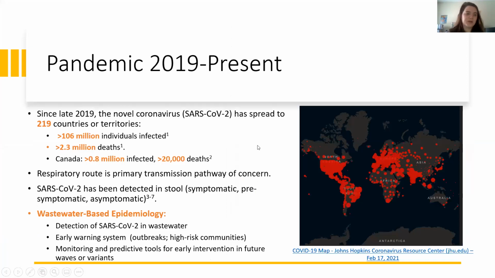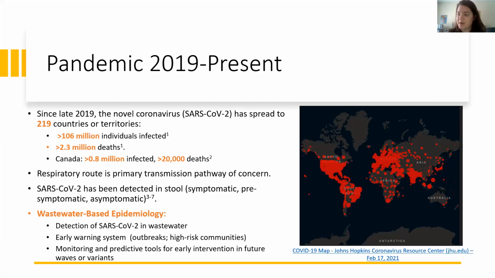So I think nobody's going to be too surprised by these statistics, but since 2019, the coronavirus has spread to 219 countries or territories. It's caused over 106 million infections, over 2.3 million deaths, and in Canada alone, it's at almost 1 million infections and over 20,000 deaths. So a lot of us will think of the respiratory route as being the primary pathway of concern, but it's not the only potential transmission pathway.